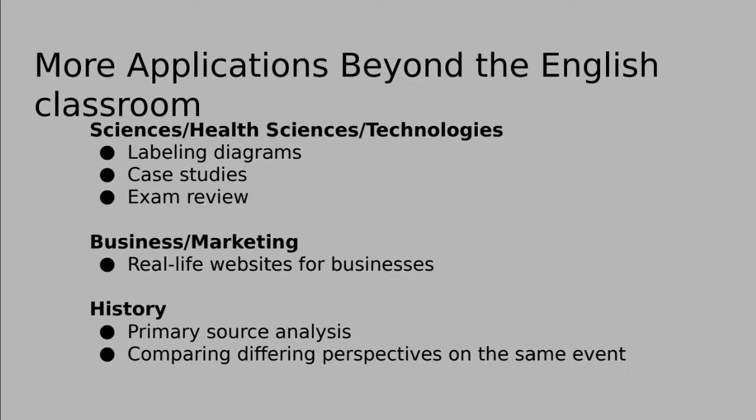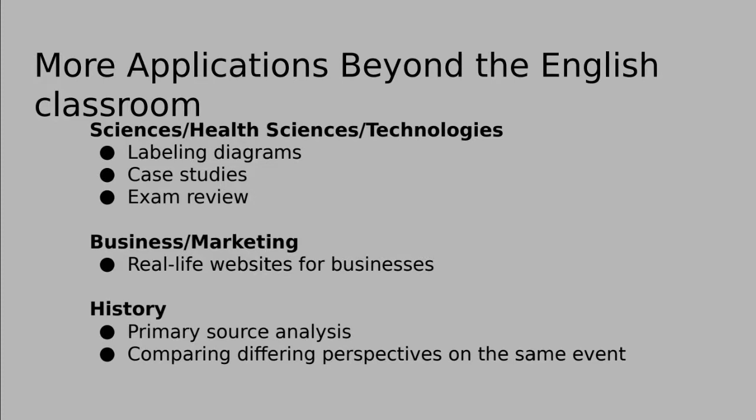So other ideas here: in sciences, health sciences, and technologies, there are more hands-on things where students tend to go beyond alphanumeric text. There's the potential to do practice assignments where you give them, here's a human skeleton, let's label all the parts, or to look at specific case studies of things that have happened and analyze them together. Even exam review and study guides and things like that. And that is a great way, again, to identify concepts that maybe you need to explain a little bit more in future classes if enough students are struggling with them.